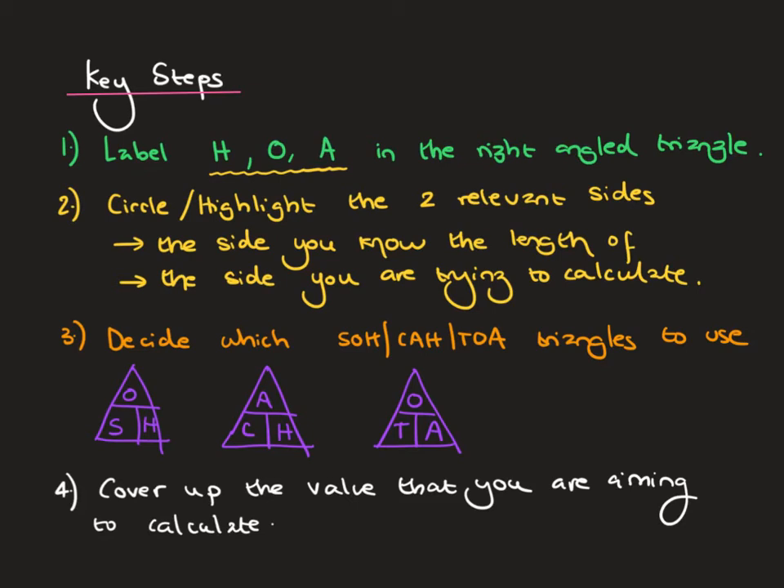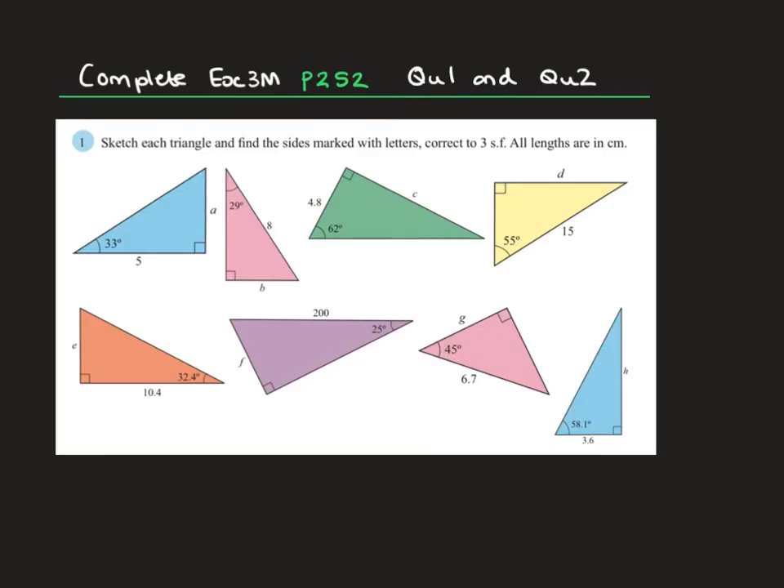You're now going to have a go at doing this using the questions from the textbook. So you're going to start with exercise 3M, which is on page 252, questions 1 and question 2. Now, you must sketch each of the triangles and you must label the sides. So you need to label the H, the O and the A in that order. And then draw out the correct formula triangle and write down all your working. If in doubt, go back to the 3 examples that we did earlier in the video. You should have written down clear notes on each of these. Set your working out in exactly the same way.